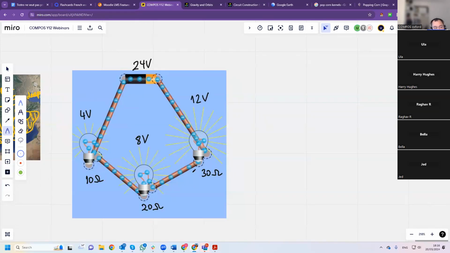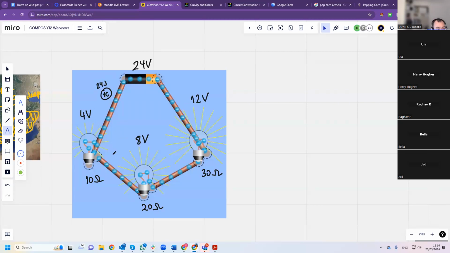So they split in proportion. And obviously, because this is 12 volts, it means we lose more energy on this light bulb. Okay, every coulomb gains 24 joules in the battery. It loses 4 joules in the first bulb, it loses 8 joules in the second bulb, and it loses 12 joules in the third light bulb before coming back into the battery. So the coulomb, the 1 coulomb, has 24 joules of energy.